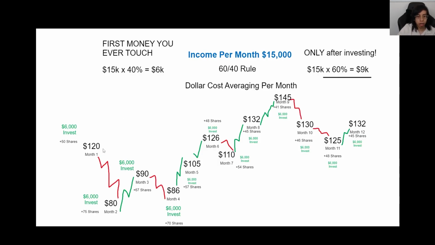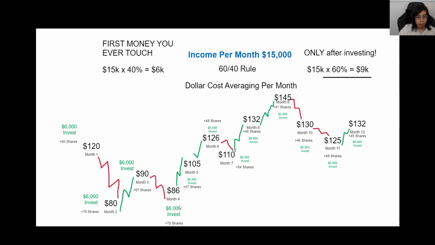Let's say for month one, the share price was $100 and you invested $6,000, so you would buy about 50 shares worth $6,000. A month later, the price went down to 80, and you invested $6,000 again, so you bought 75 shares, more shares. By the next month, month 3, it went to $90 and you bought 67 shares, because 90 times 67 is the closest rounding to $6,000.